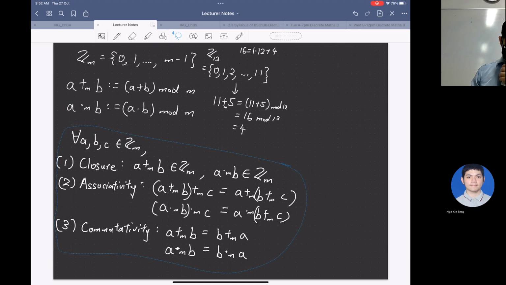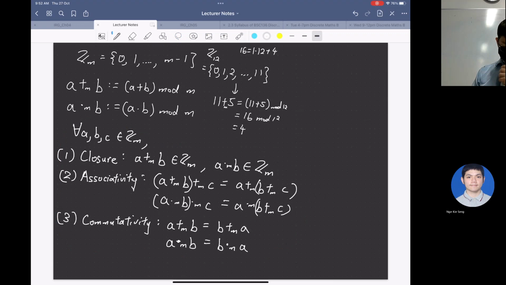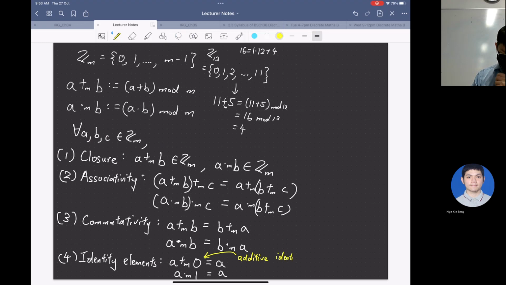Okay, let me talk about inverses and then we take a break. For identity elements, an identity element means something that when you combine it, you get no effect from it. For example, if you take A plus 0, you get back A again. If you take A times 1, you get back A again. So 0 is called the additive identity, and 1 is called the multiplicative identity.